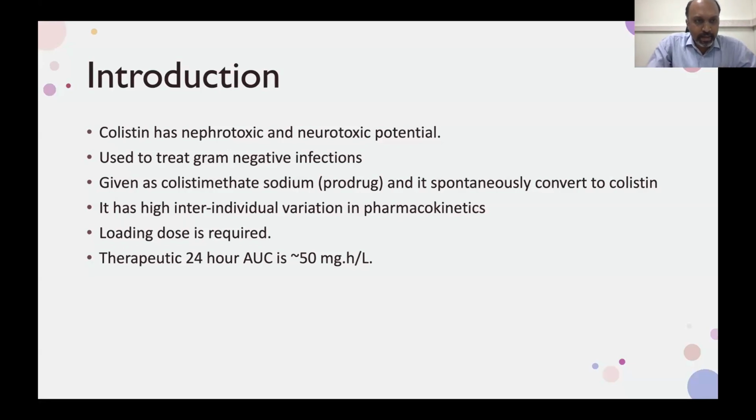Colistin is used to treat gram-negative carbapenem-resistant infections, and it has high nephrotoxic and neurotoxic potential. It is administered as colistin sodium. It's a prodrug and is spontaneously converted to colistin. It has high inter-individual variation in pharmacokinetics, and the recommended therapeutic 24-hour AUC is 15 mg per liter.